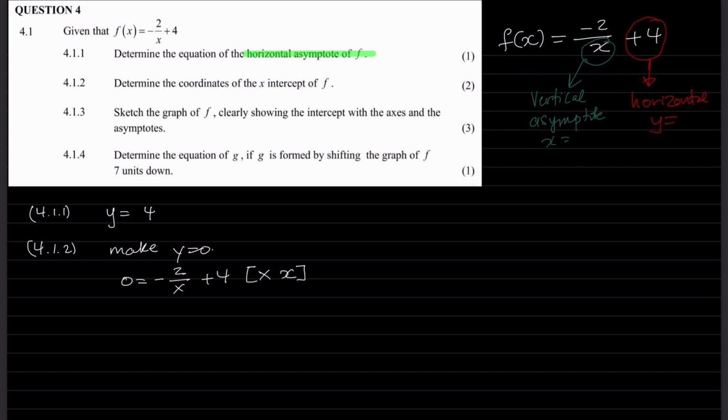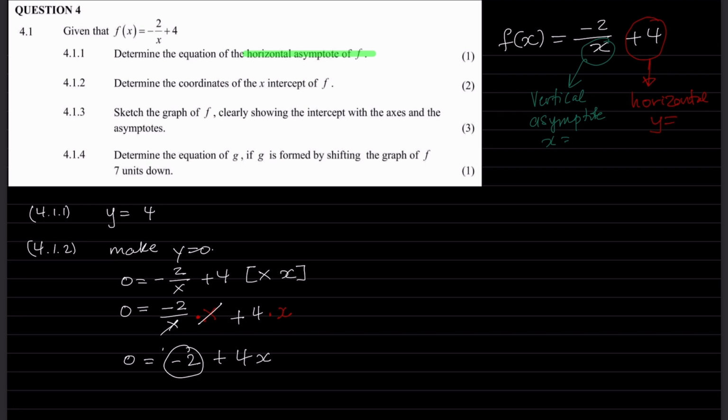So I'm going to get 0 times x is 0. That's equal to minus 2 over x times x. The x's would cancel, so it would look something like this. So minus 2 over x times x, and then plus 4 times x. Now here, this x would cancel with this. So we're going to be left with 0 equals minus 2 plus 4x.